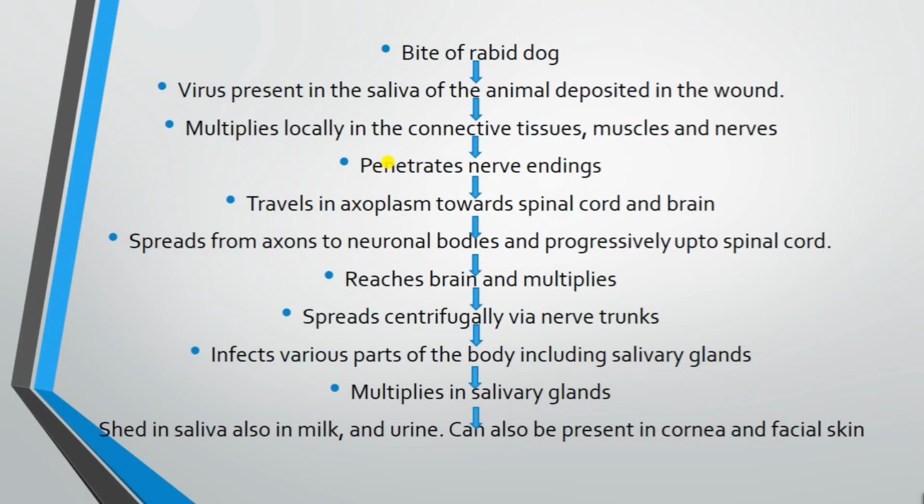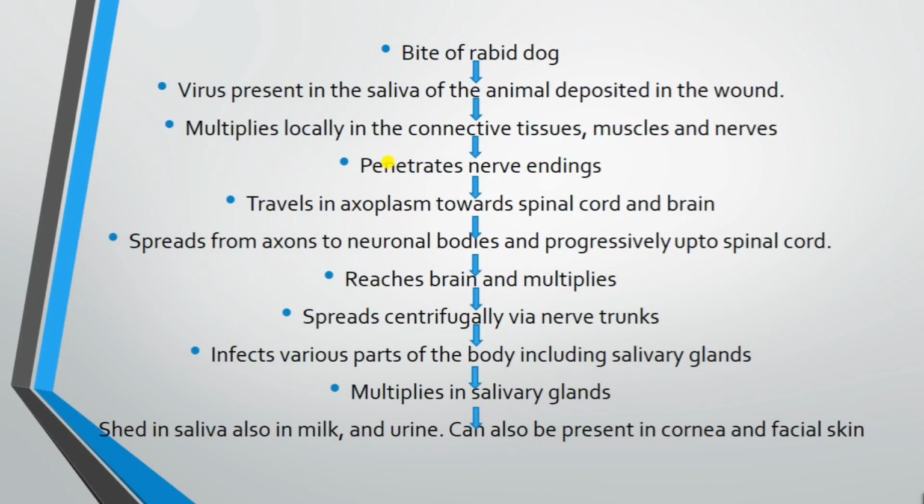After the multiplication, it will penetrate the local nerve endings and travel in axoplasm towards the spinal cord and then to the brain. Later it spreads from axon to neuronal bodies and progressively up to the spinal cord. And from the spinal cord, it reaches the brain and multiplies. So first multiplication will happen locally and second multiplication will happen once it reaches the brain.